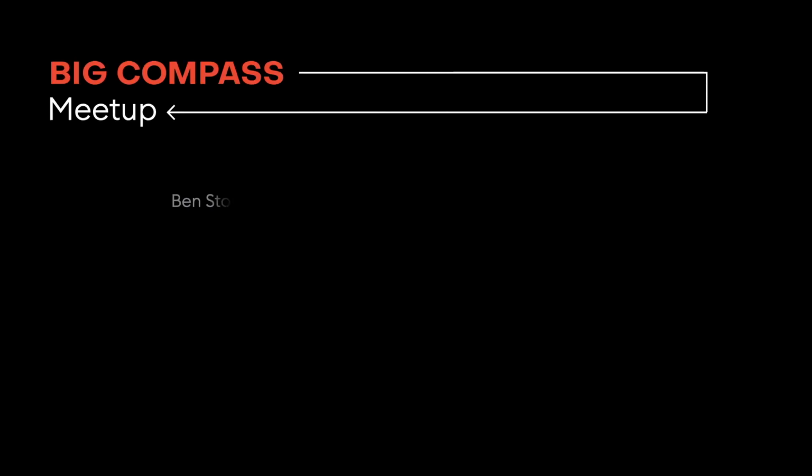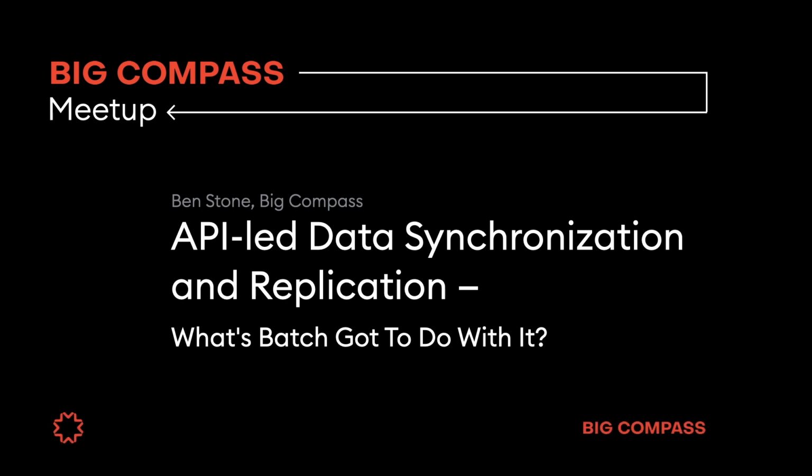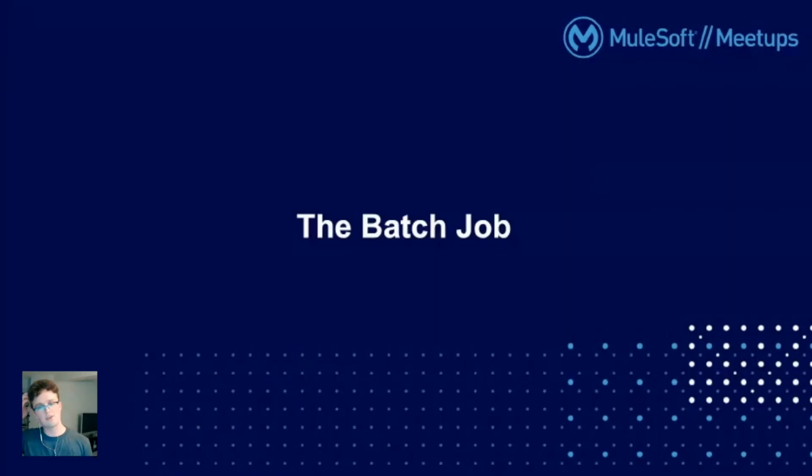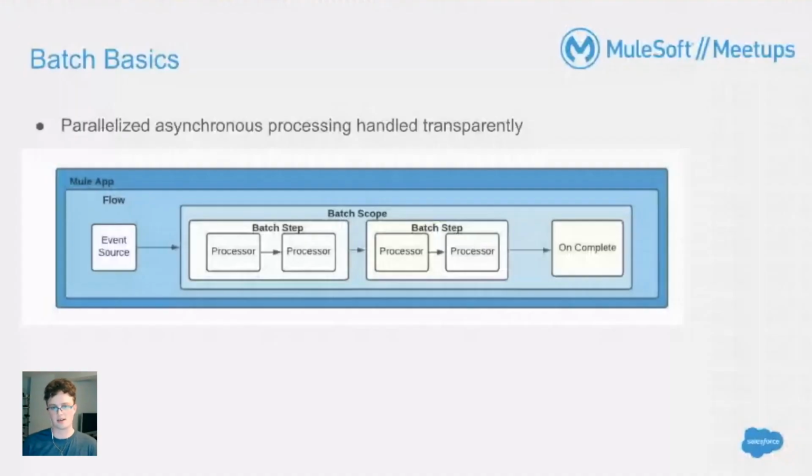The basics of it is that it's a parallelized runner for MuleSoft. It's a scope you can drop into a flow that allows you to run a series of processes in parallel. And the basic structure of it is this batch scope that's going to contain a number of batch steps. And each of these batch steps can have multiple processors that they run through, and then finally an on-complete phase.